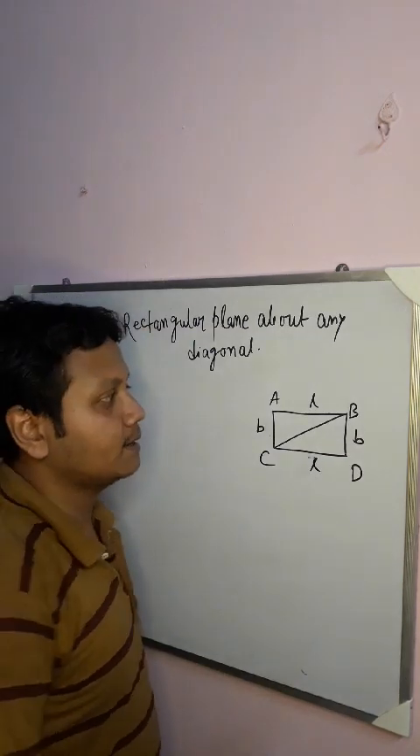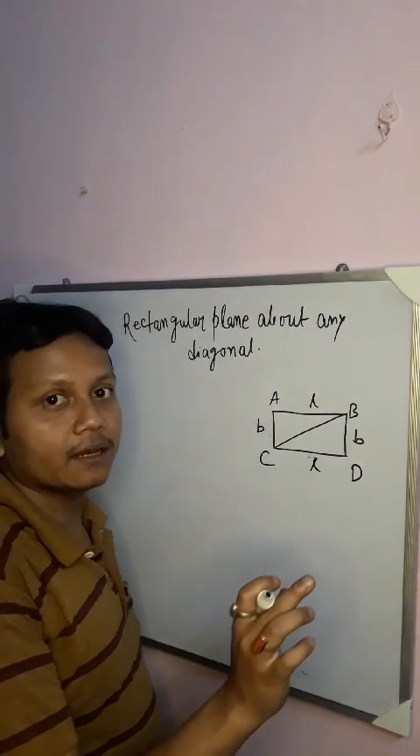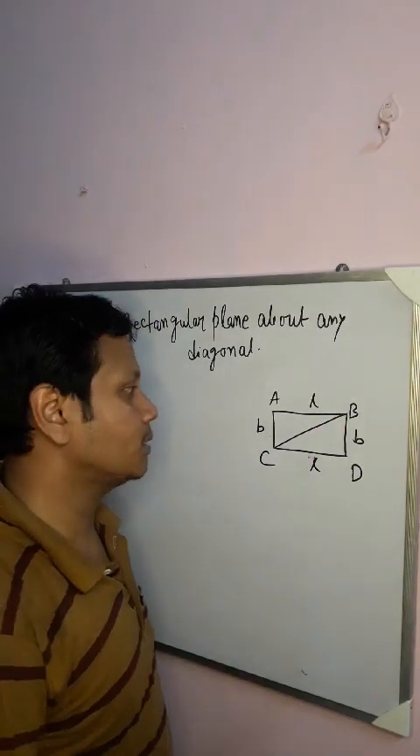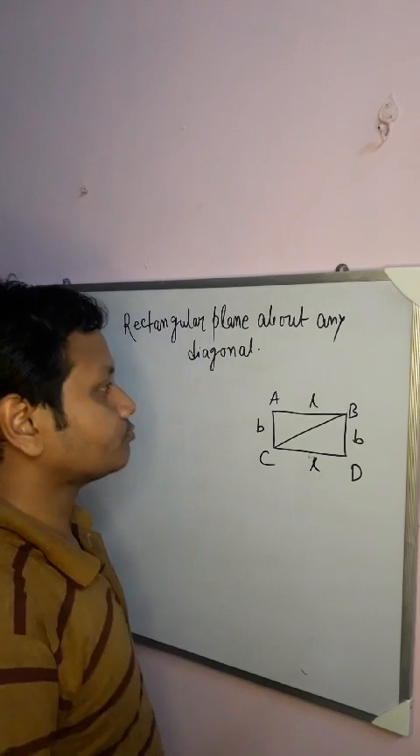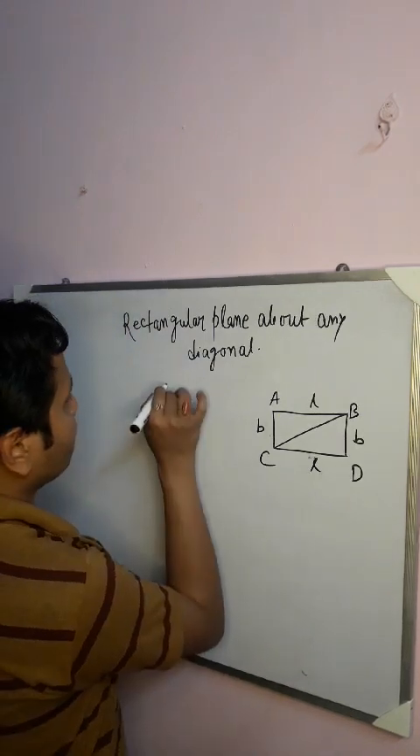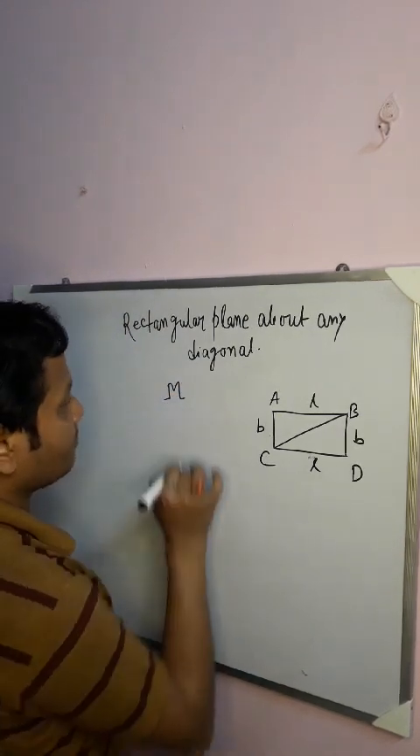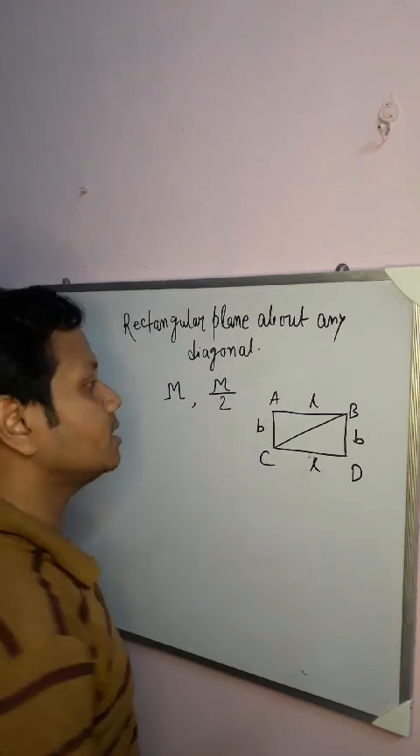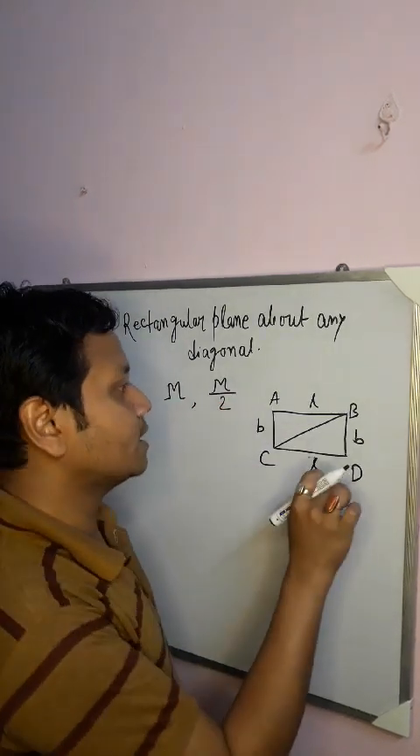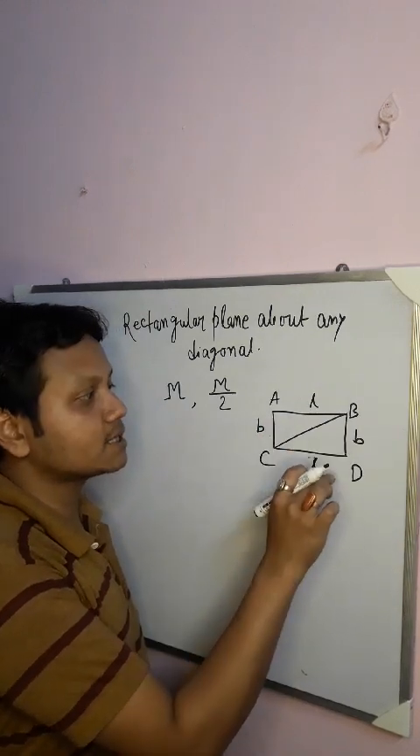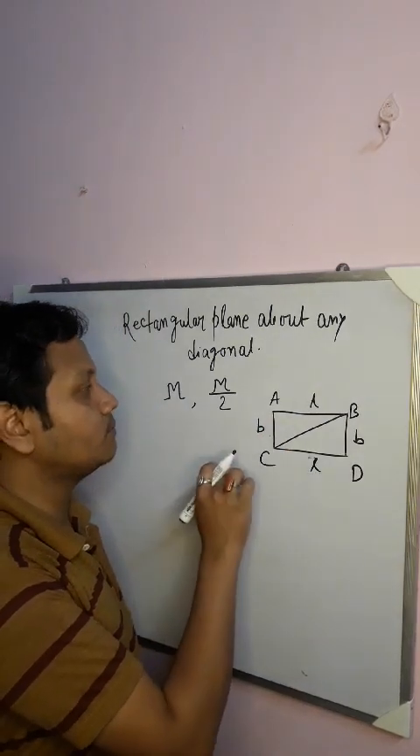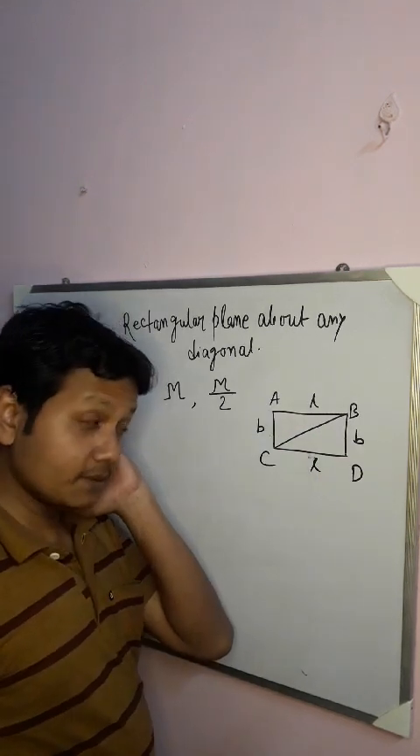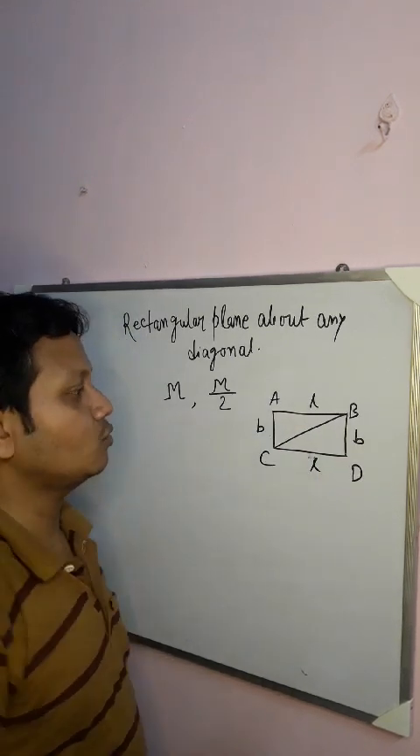Okay, that means the mass of the rectangle is equal to the sum of the masses of two triangles, no doubt. So if we say that the mass of the rectangle is M, then the mass of a single triangle is M by 2, obviously, because the rectangular plate consists of two triangles. Okay, so if M is the mass of the rectangular plate, then the mass of the single triangle is M by 2.